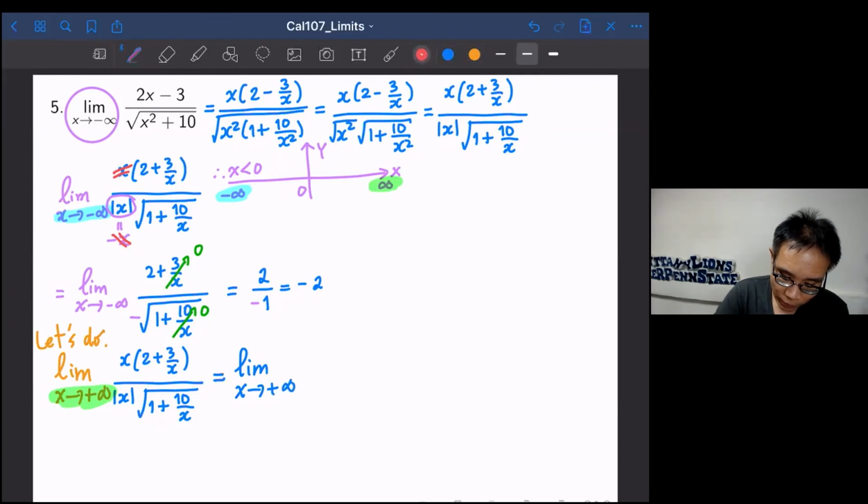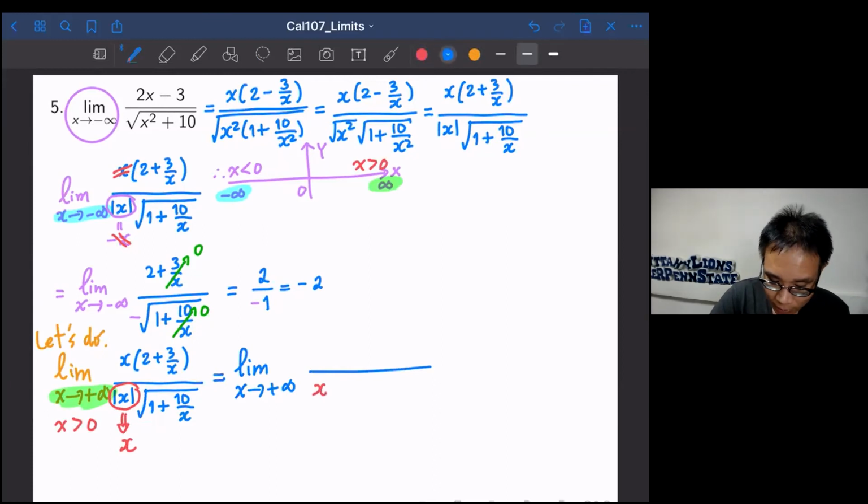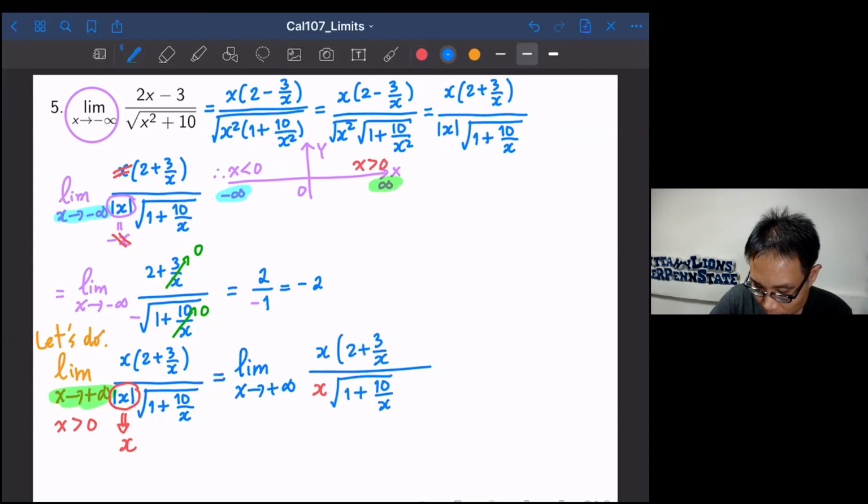And you see that when x goes to positive infinity, it means x is positive. So it's more than 0, so you have x more than 0 here. So the absolute value turns out to be x. Okay, so in this case, you're going to have x times the square root of 1 plus 10 over x, and x times 2 plus 3 over x.